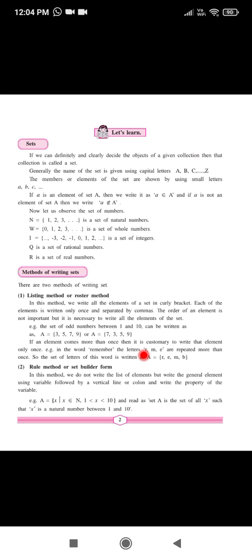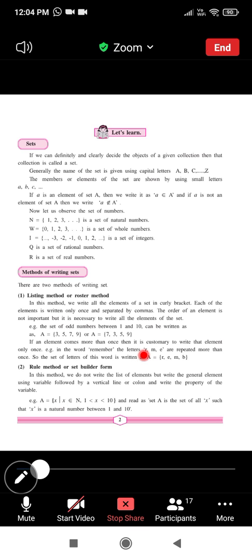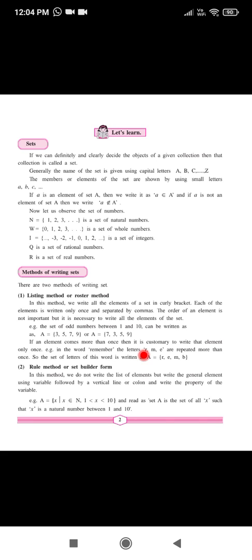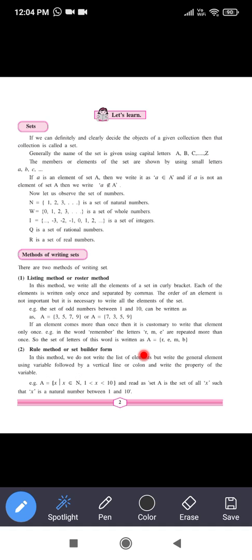Now the second method is called the rule method or set builder form. In this method, we do not write the list of elements but write the general element using a variable, followed by a vertical line or colon, and write the property of the variable. The elements are not shown but are denoted by a variable from A to Z, and we have to use small letters here. Now see one example.